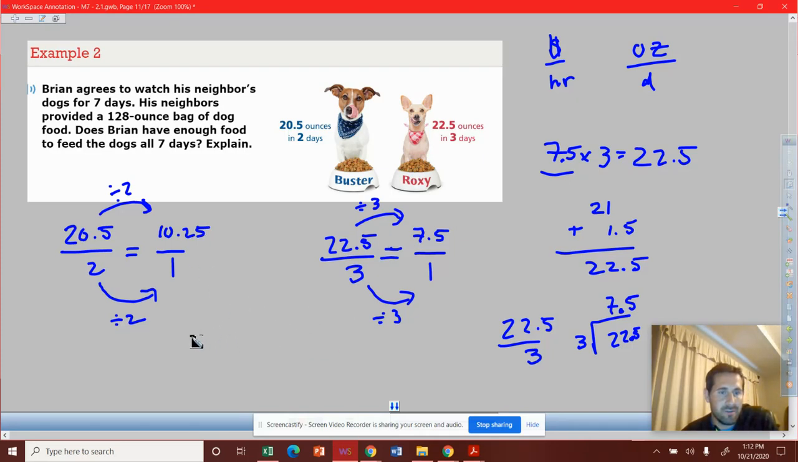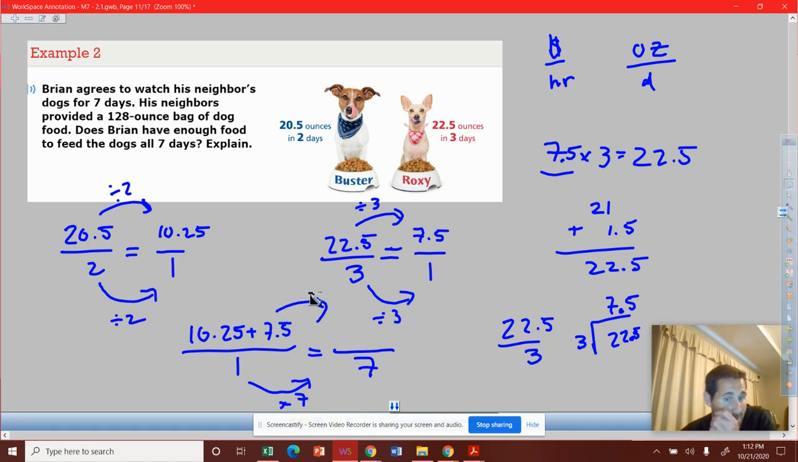So we're going to do 10.25 plus 7.5. That's how much food we need to provide every day. And we're going to turn that into 7 days a week. So we're going to take this answer and multiply it by 7. So first, you ought to find that answer out, right?